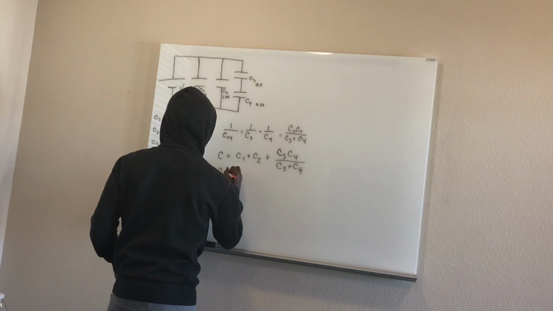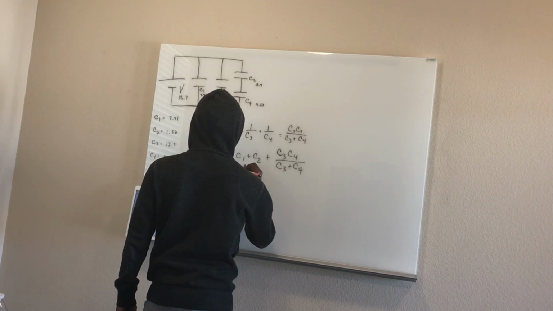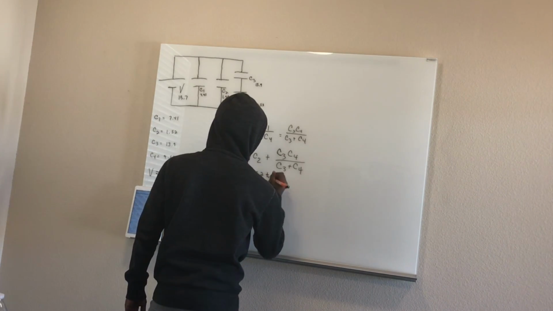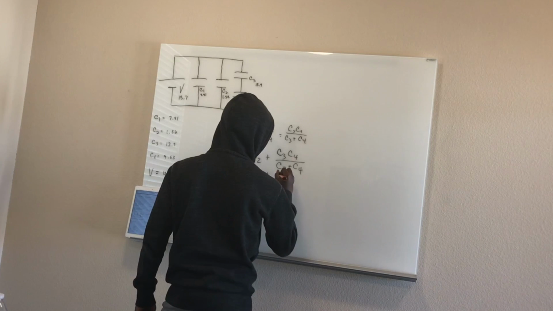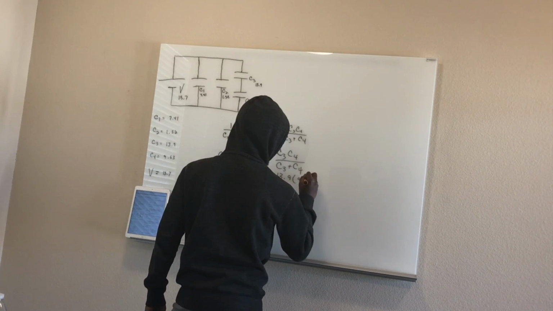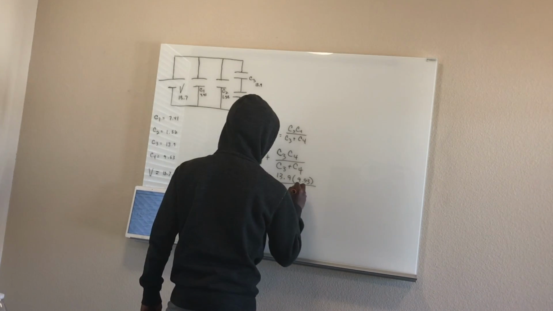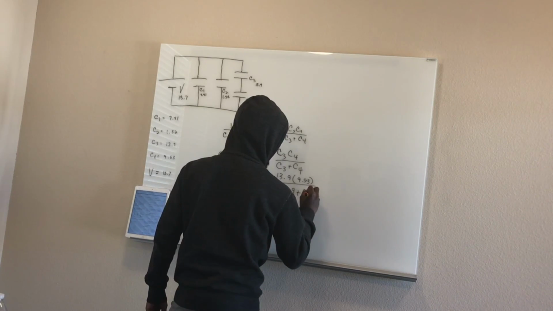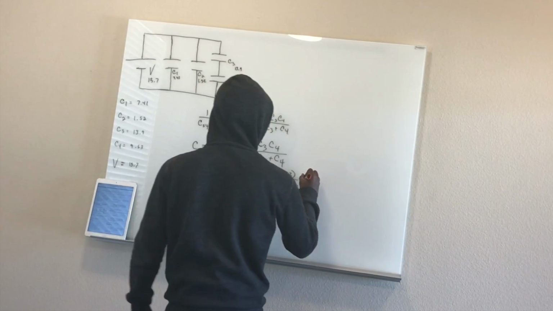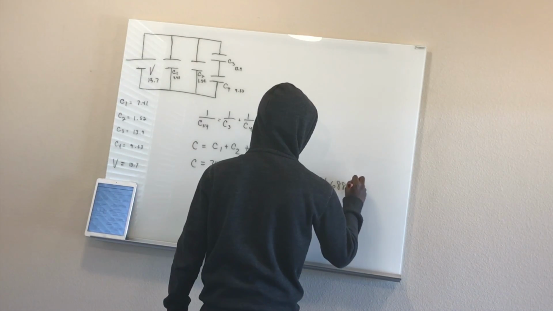Alright, so now we're going to plug in the values. C1 equals 7.41 plus C2, which is 1.52, plus C3 times C4, which is C3 equals 13.9 times C4, which is 9.53, over C3, which is 13.9, plus C4, which is 9.53. Total comes out to 14.688 microfarad.